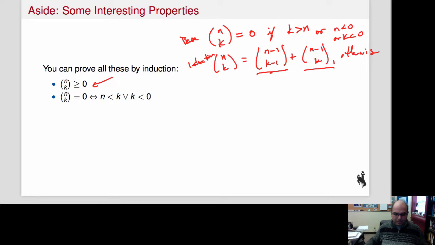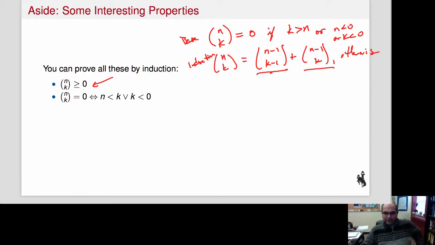Now here's another one. We know that it's always greater than or equal to 0, but it can only be 0 effectively in the base case. So let's see if we can prove this. Let's say that n is not less than k. Well, if n is not less than k, and all the numbers are reasonable, then we're going to go down the induction step.